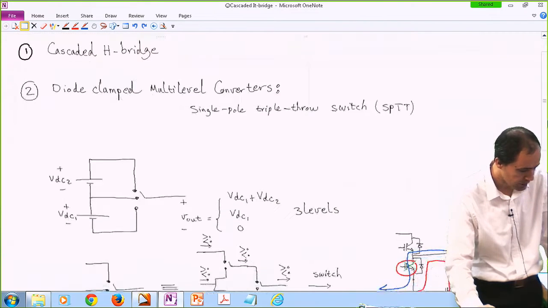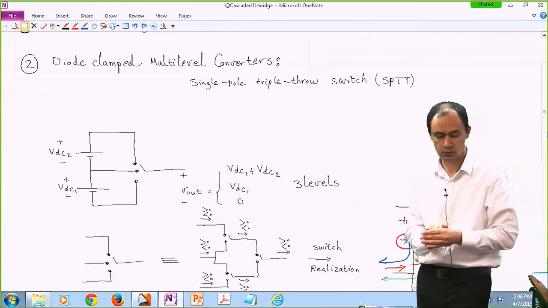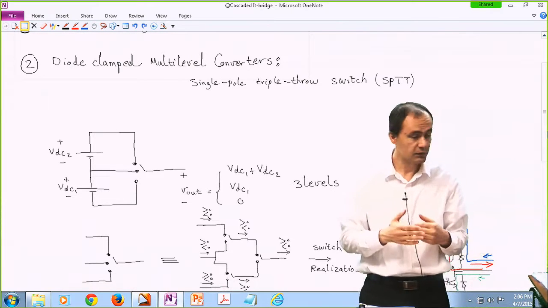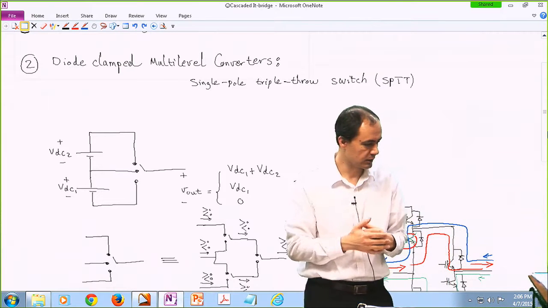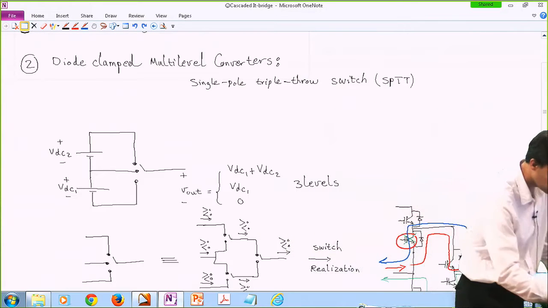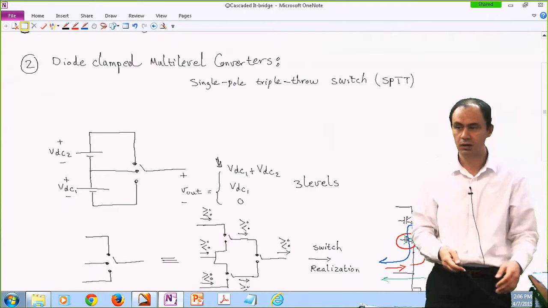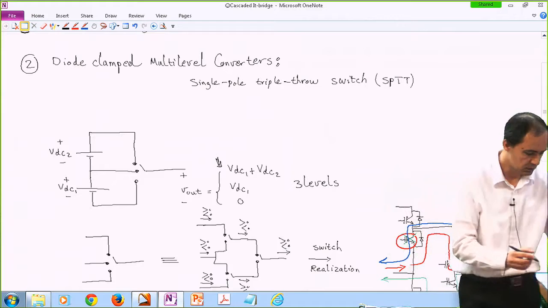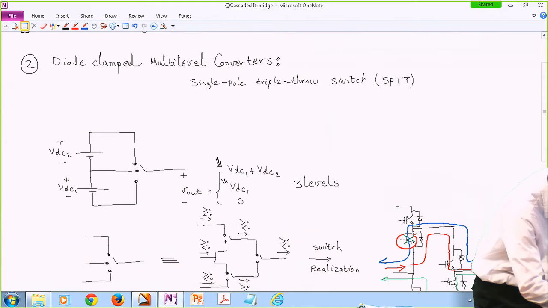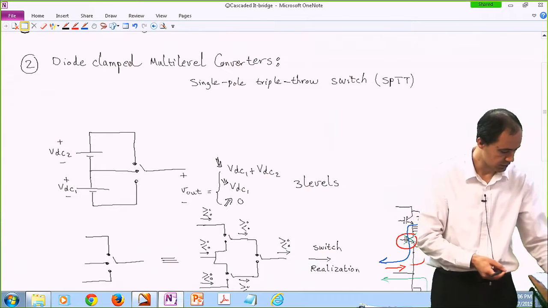Once we manage to build such a switching topology, then we can achieve three levels. Depending on the position of the throw, if the top throw is engaged, then our pole voltage is VDC1 plus VDC2. If the middle throw is engaged, then it is only VDC1, and if the bottom one is engaged, it is shorted or zero.